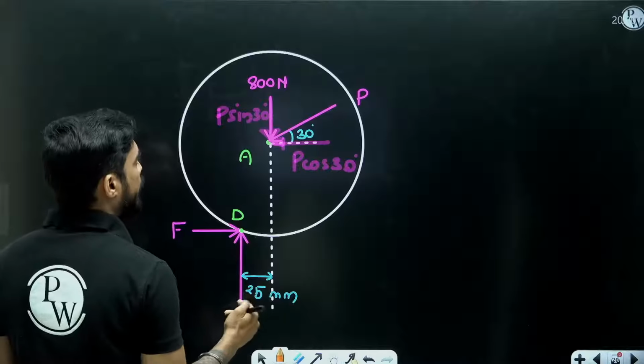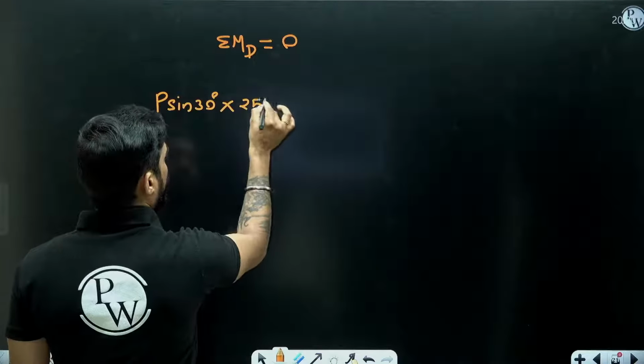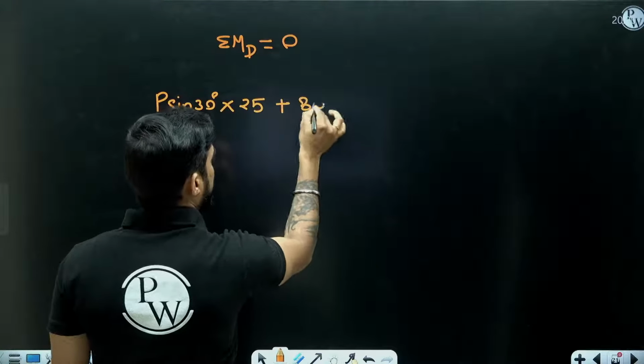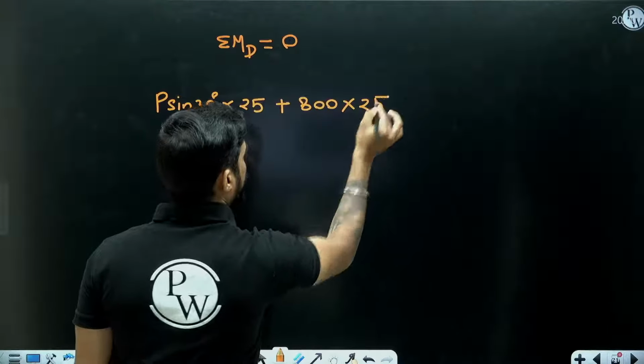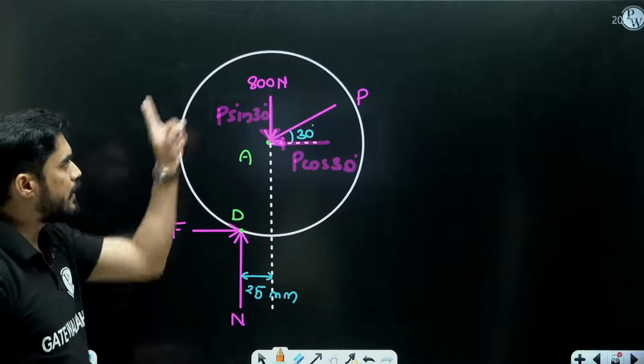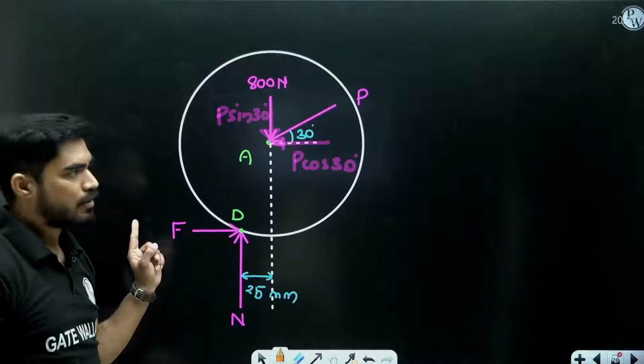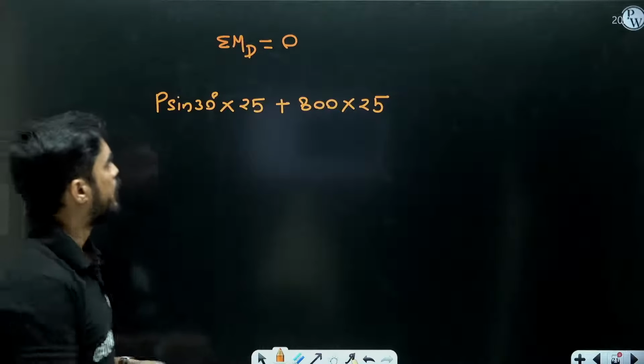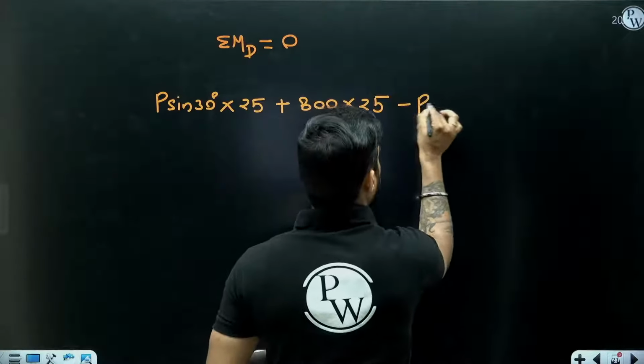multiplied by 25 plus 800 multiplied by 25. So moment of P sin 30 and 800 both are clockwise, both I have considered positive. Now moment of P cos 30.